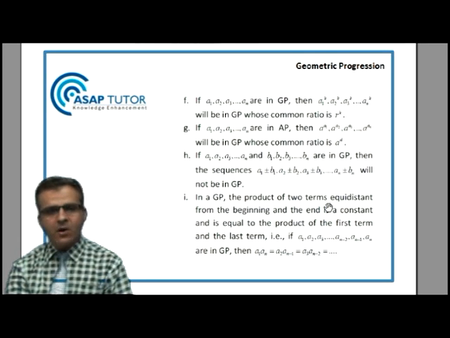In a GP, the product of two terms equidistant from the beginning and the end is a constant and is equal to the product of the first and the last term. So it means if we have a GP A1, A2 and so on up to AN, then A1 into AN, that is first and the last, is equal to the product of the remaining equidistant terms.